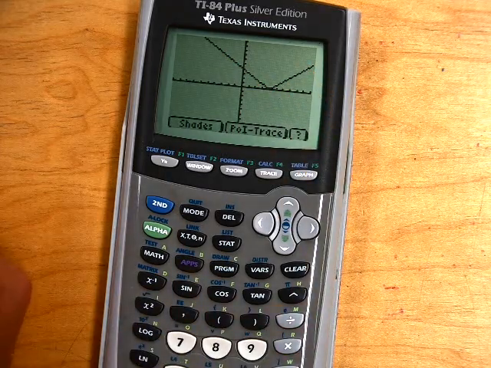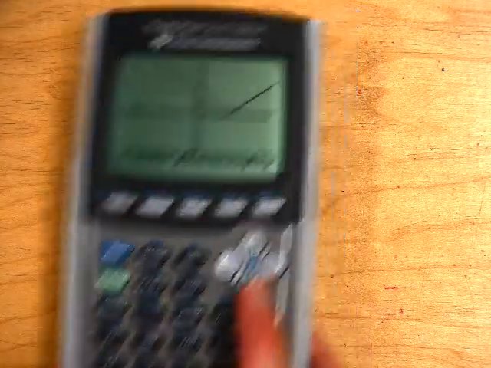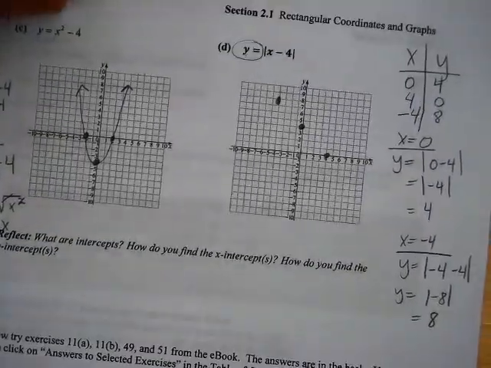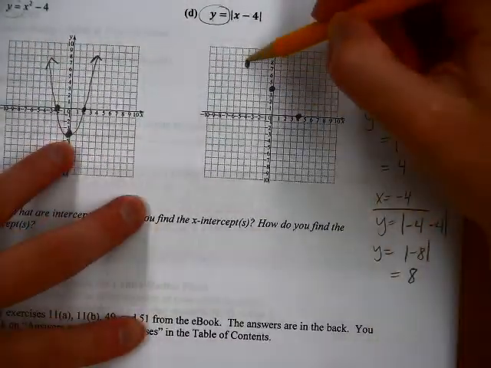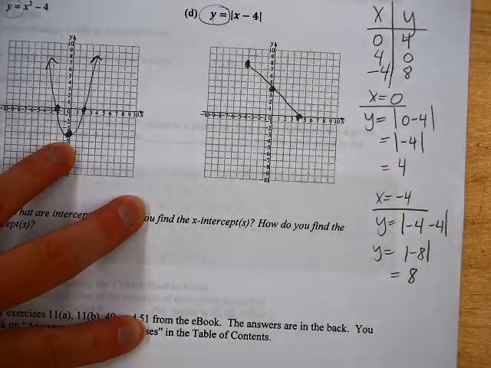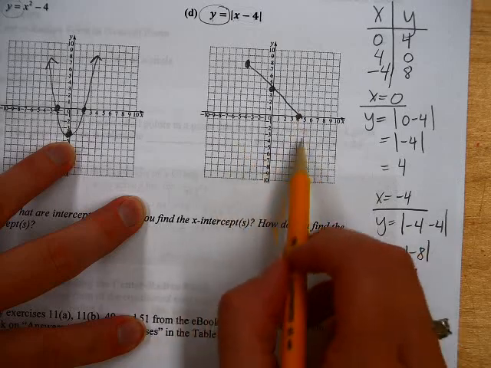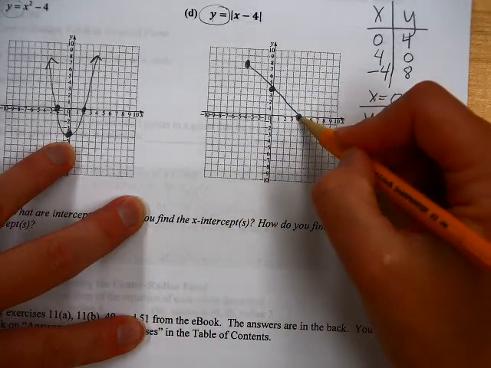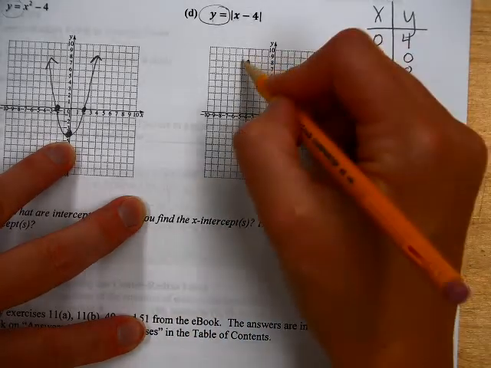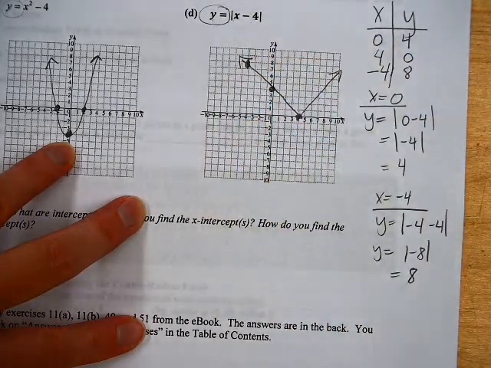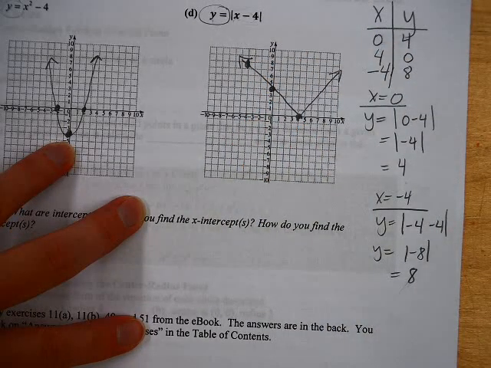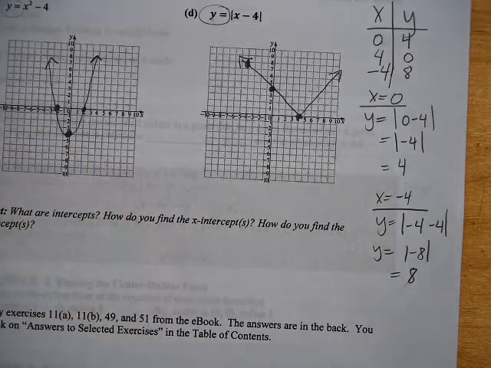So if you go back to your paper, you can connect these dots. This is part of your graph, but that's not all of your graph. And remember, we can't keep going because we already discussed y cannot be negative. So now it has to go back up. And it does keep going on both sides. So this is what absolute value equations look like.